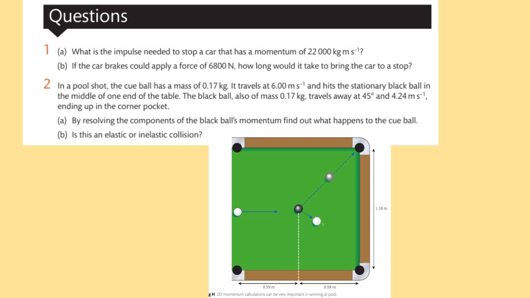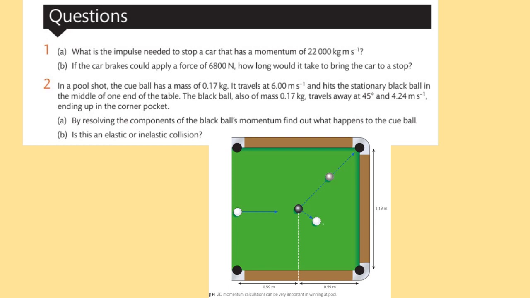Now, both balls have exactly the same mass. They are both 0.17 kilograms. If you recall the last video, I spoke to you about what happens if two balls of the same mass collide together in an ideal world. So the white ball's been struck and it's traveling at 6 meters per second. The black ball, which is stationary, then travels away at 45 degrees with a velocity of 4.24 meters per second, and that sinks into the corner pocket. Hooray, we have sunk the black and probably won the game.